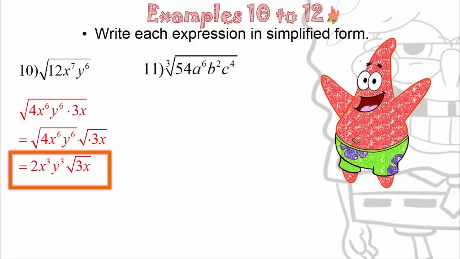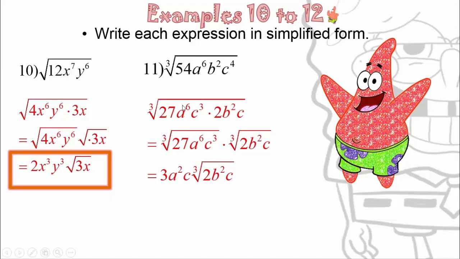In number 11, we're asked to find the cubed root of 54a to the 6 b squared c to the 4th. In 11, we're asked to break down everything into perfect cubes. So what we want to do is make sure that we put everything in terms of cubes. 3 to the 3rd power is 27. We have a to the 6th, which would be a to the 3rd power, a to the 3rd power, and then c to the 3rd power, and we have left over 2b squared c.